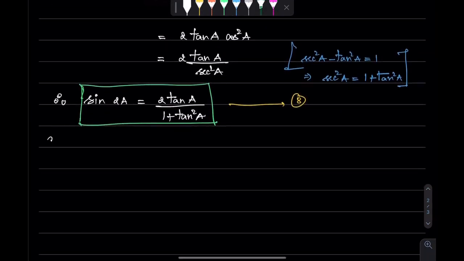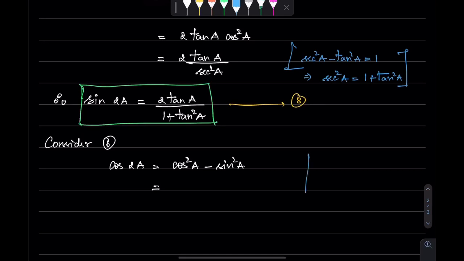I hope you understood so far. Now consider the 6th one, which is cos 2a. What is cos 2a? We have written it as cos square a minus sine square a. So we all know this. I can express cos in terms of sine and sine in terms of cos.